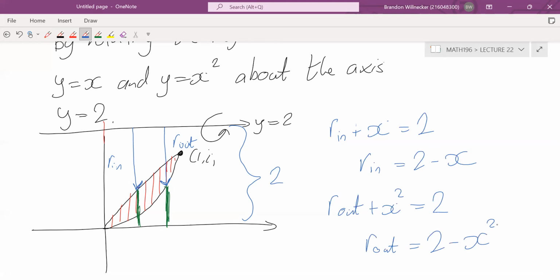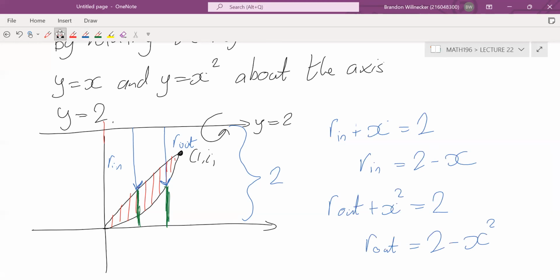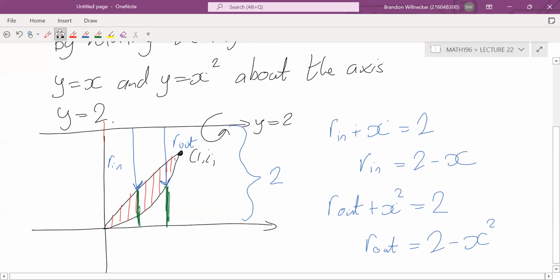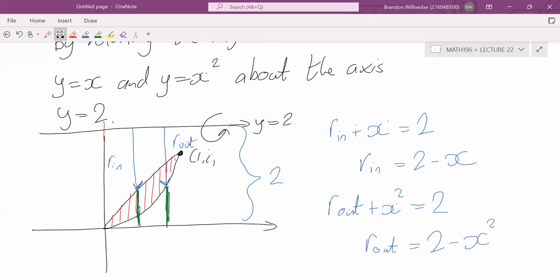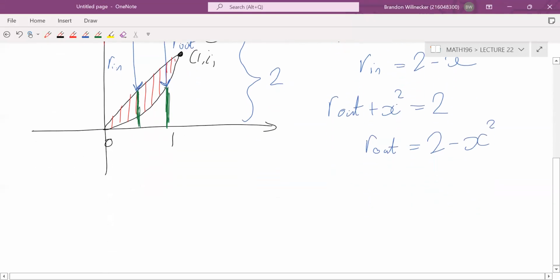Okay, and we've got the 2 radii. We can just use the formula to find the volume now. Okay, so remember again, we're rotating around a horizontal axis, so we integrate in terms of x. Here the x bounds are still 0 to 1. So let's do that.